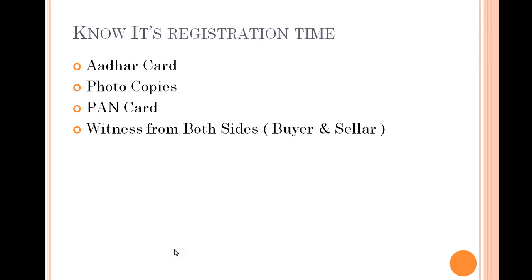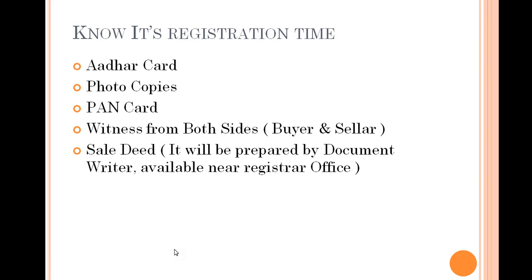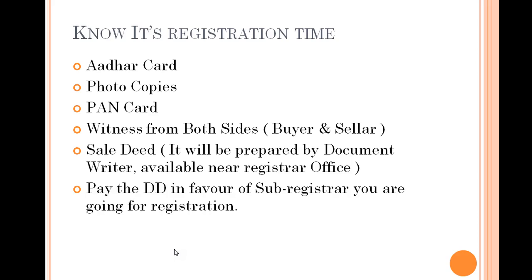Witnesses from both sides, the buyer and seller. The sale deed will be prepared by the document writer, available near the register office. At the respective register office, you can find the document writer who will help you prepare the sale deed. Then you need to pay the DD in favor of the sub registrar. You never make a cash payment in the register office. You always pay in the form of a DD from any bank, like SBI, ICICI, Axis, HDFC, any of the banks.